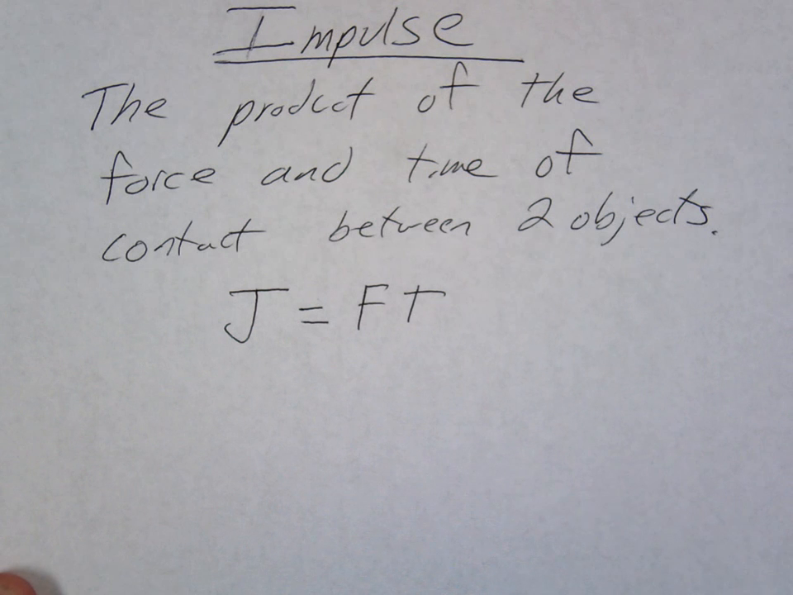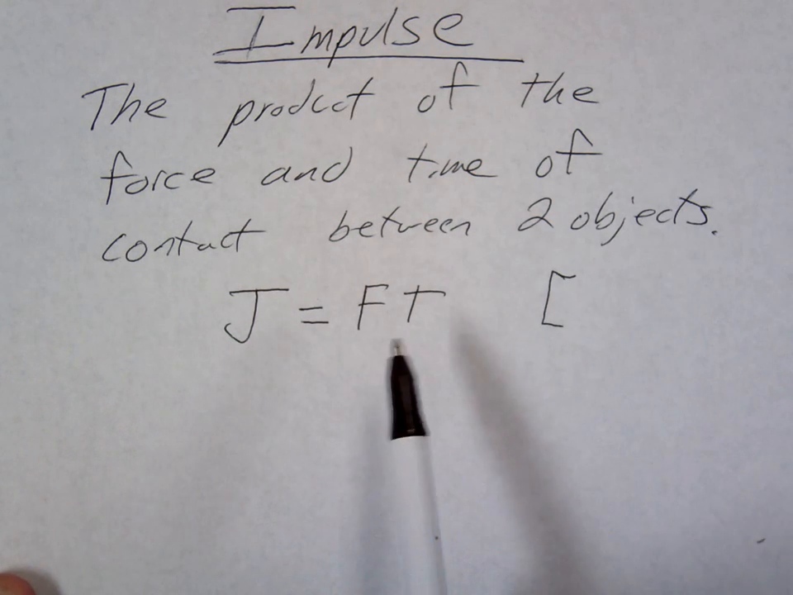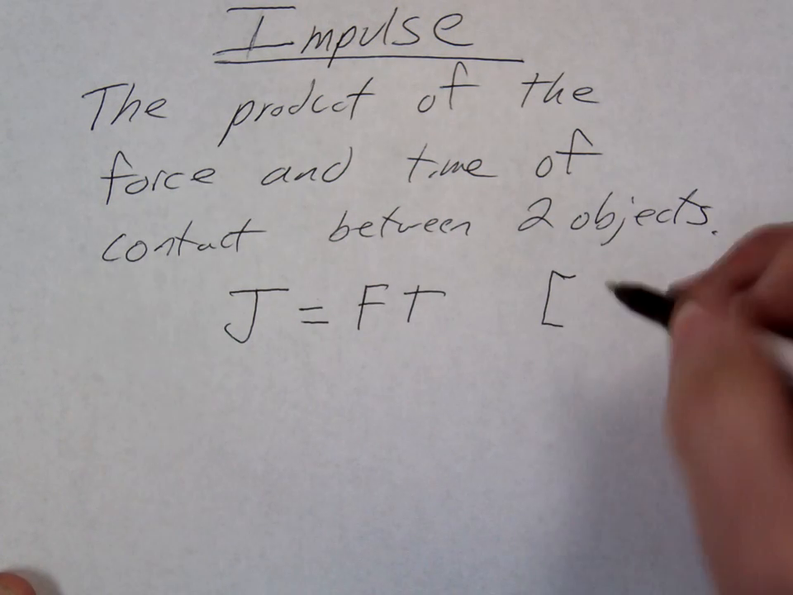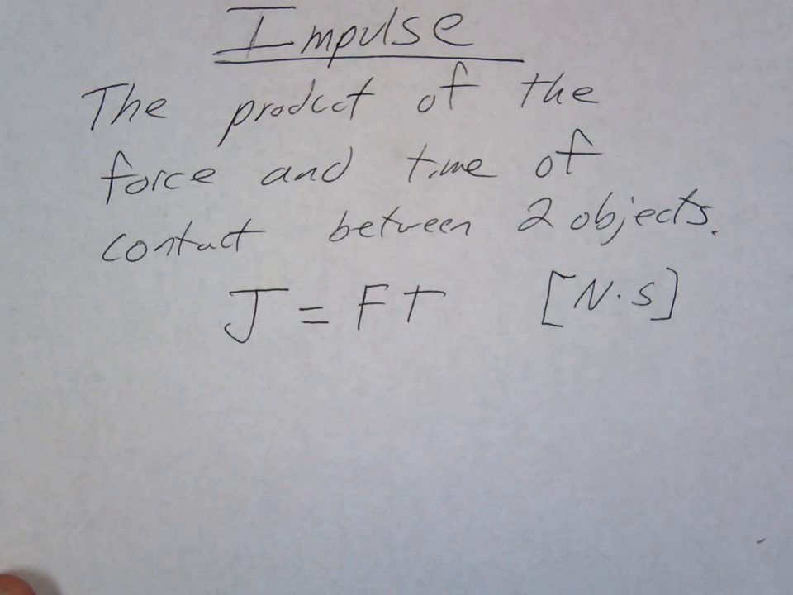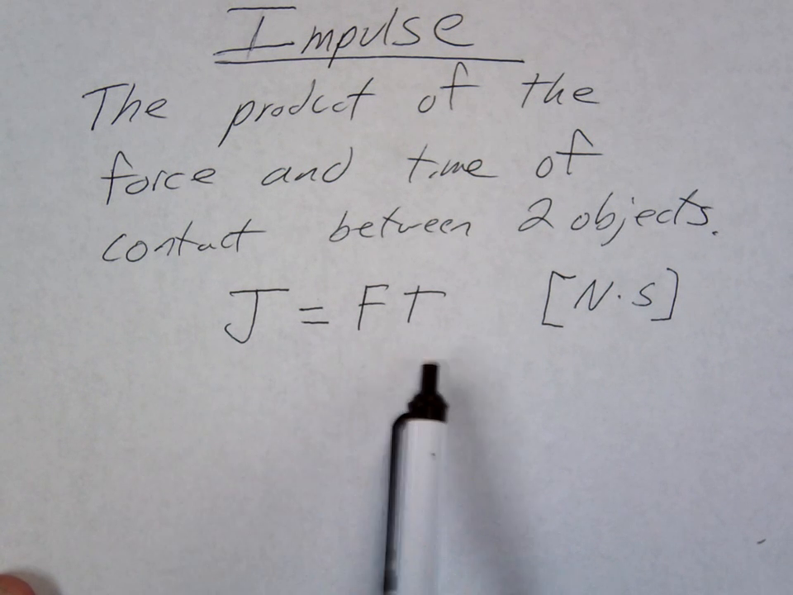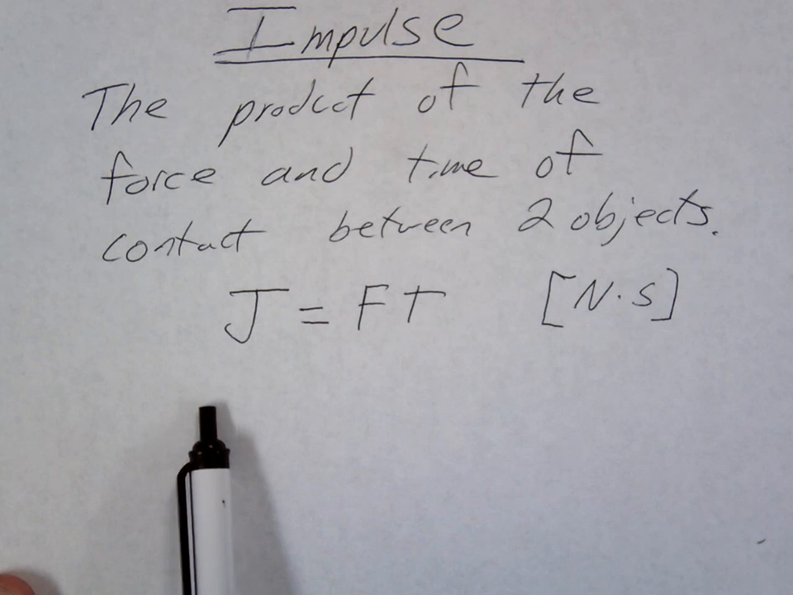Okay? What would be the units here? What are the units here for force? Newtons times seconds. Okay, Newton seconds. So our units for impulse would be Newton seconds. Notice again, impulse is a vector. So the greater the force, the greater the impulse. The greater the time, the greater the impulse.